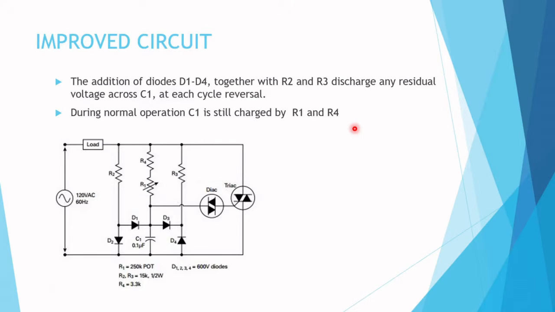Here we cover an improved circuit. We add diodes 1 to 4 along with resistors 2 and 3 to discharge any residual voltage across the capacitor at each cycle reversal. This gives the timing capacitor a chance to start at 0 volts on every cycle and therefore maintains the timing accurate and constant. This avoids flickering or juddering of motors. During normal operation, C1 is still charged by R1 and R4.